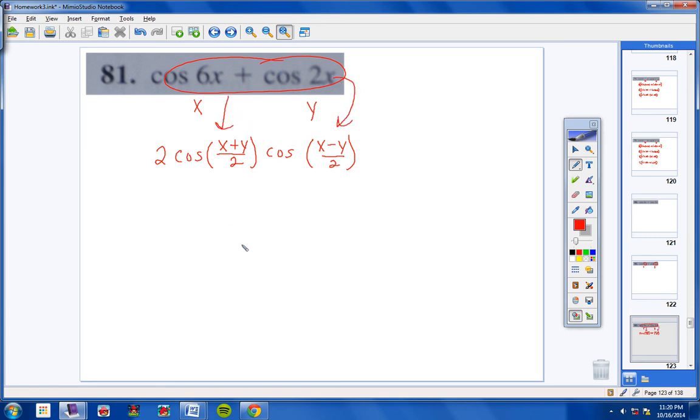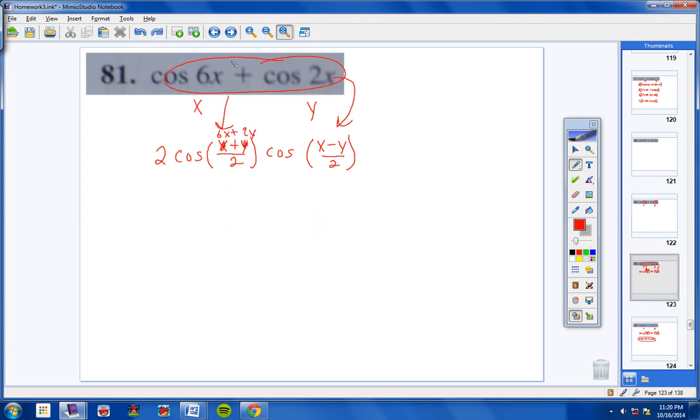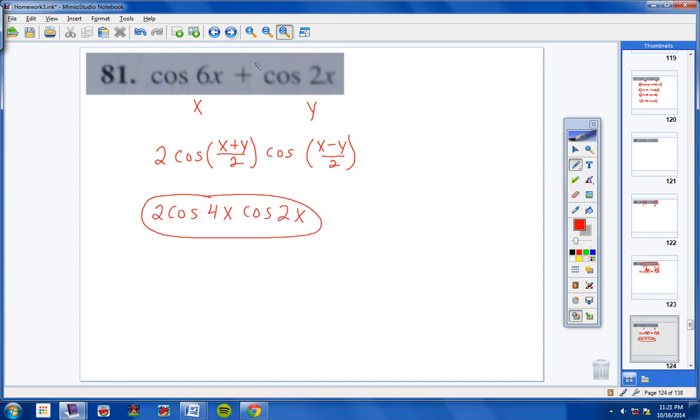Now look carefully what I have, guys. Watch this. For x, I'm going to put 6x, plus for y, I'm going to put 2x. So 6x plus 2x is 8x, divided by 2 is 4x. So this whole thing here becomes 4x. Now over here I have 6x for x minus 2x for y. Well, 6x minus 2x is 4x, and 4x divided by 2 would be 2x. So I have a 2x here. And that's it. There's nothing else you can do. So we did it.